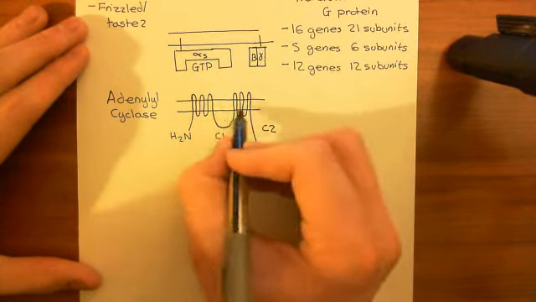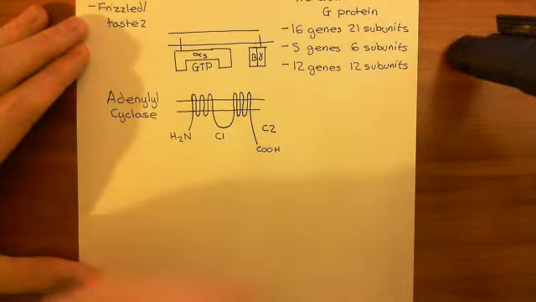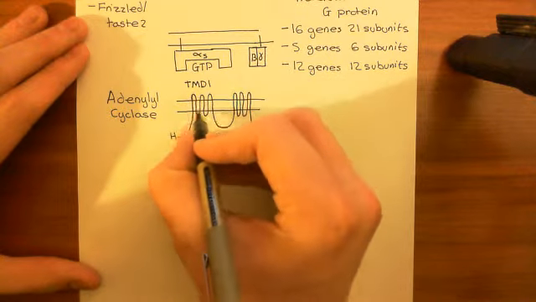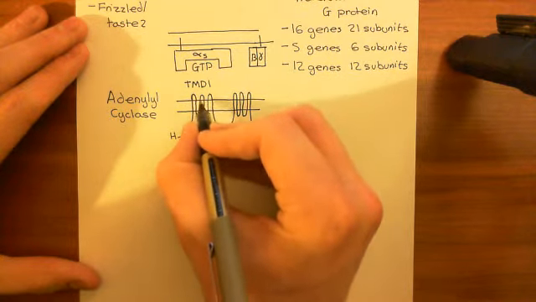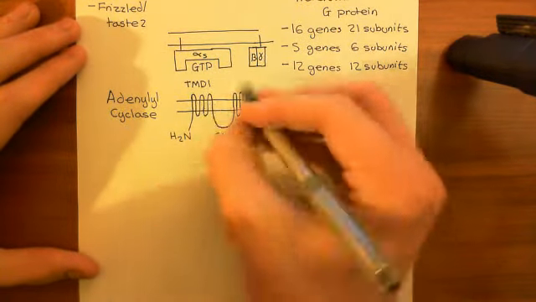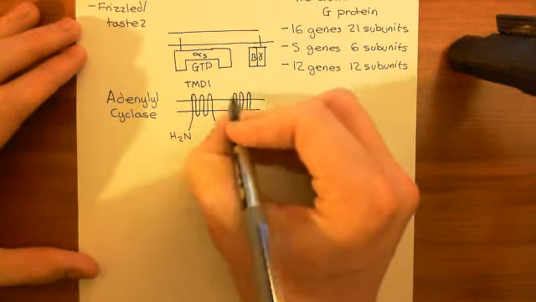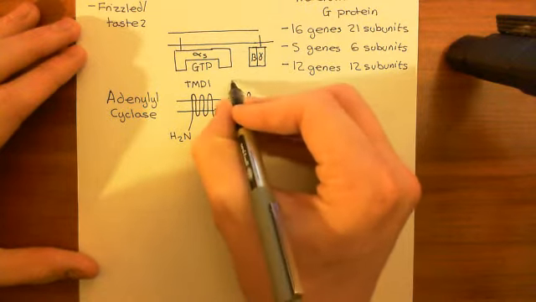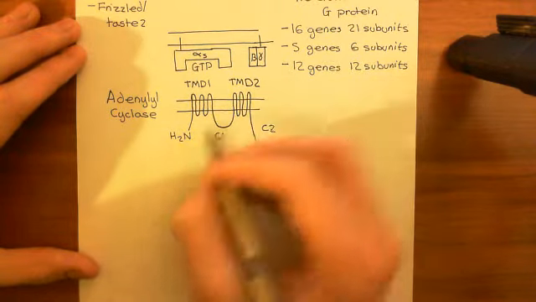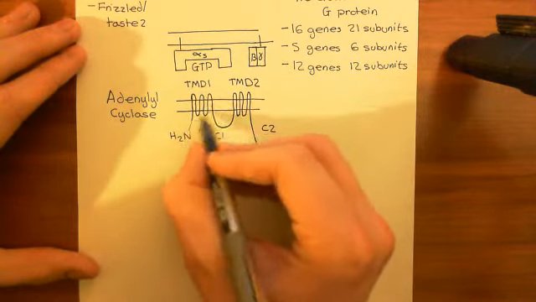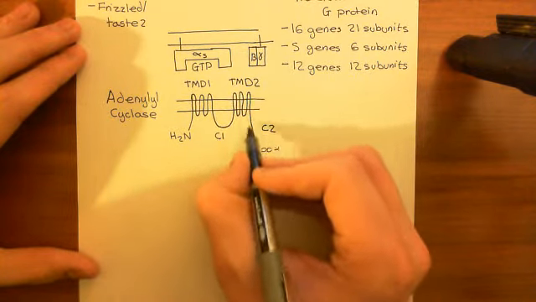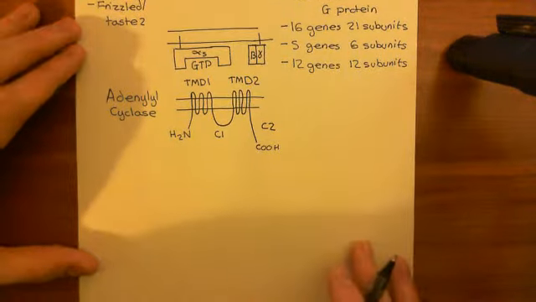These 2 clusters of 6 membrane-spanning alpha helices also have names. This is known as transmembrane domain 1. All of these membrane-spanning alpha helices are clustered together under this name, transmembrane domain 1. And all of these 6 membrane-spanning alpha helices over here, which are clustered together, are called transmembrane domain 2. So you have the amino terminus, then transmembrane domain 1, then the C1 domain, then transmembrane domain 2, and then the carboxylic acid tail here.